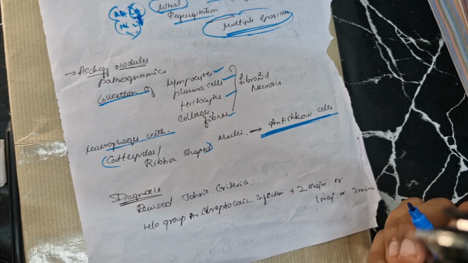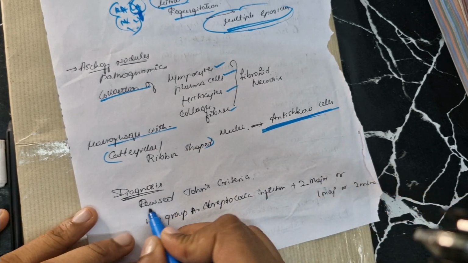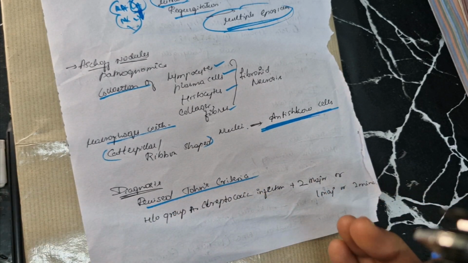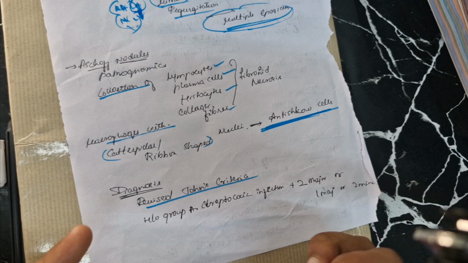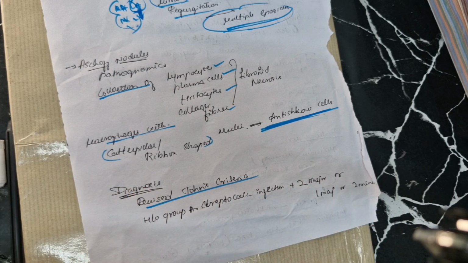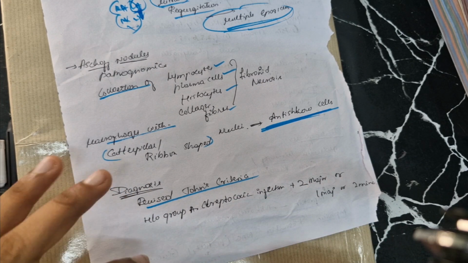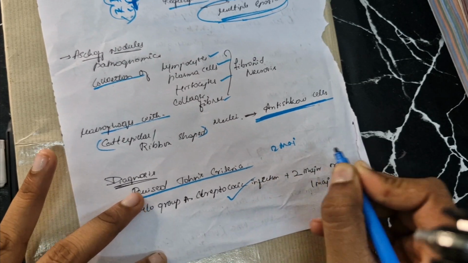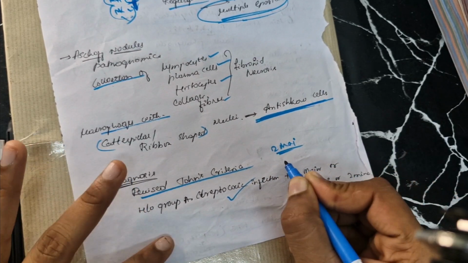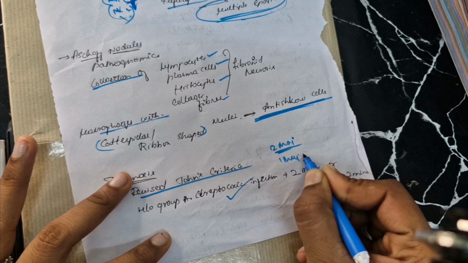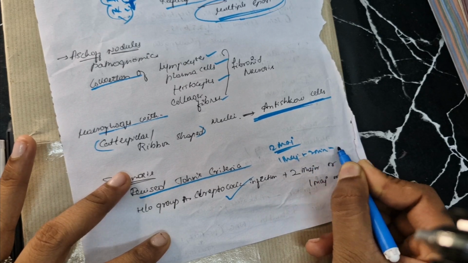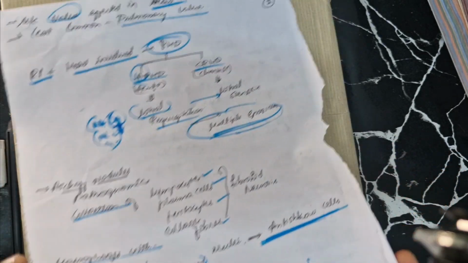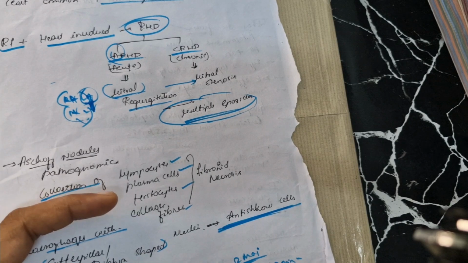The diagnosis for rheumatic heart disease is based on the revised Jones criteria. According to this criteria, there should be a history of infection with group A beta hemolytic streptococcus, along with two major criteria, or else one major criterion and two minor criteria, in order to consider that he is having rheumatic heart disease or rheumatic fever.